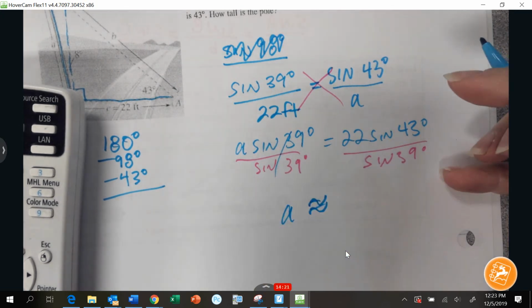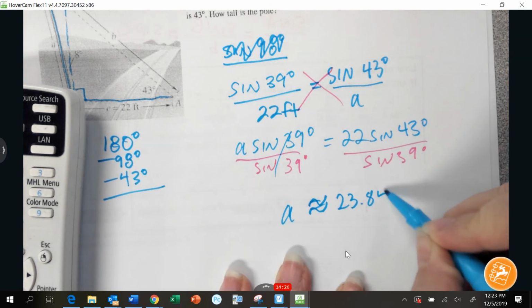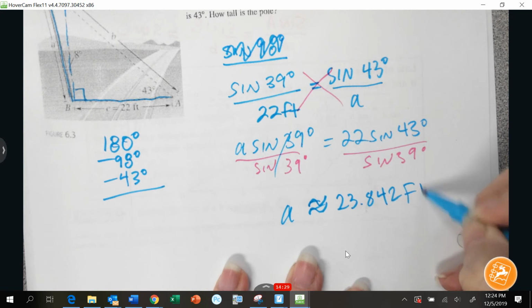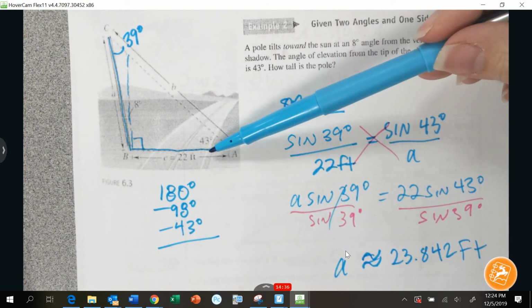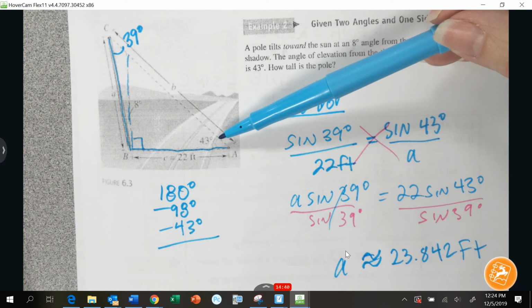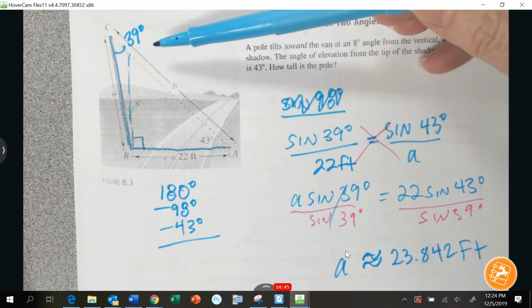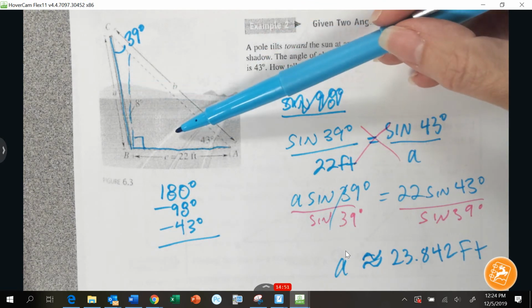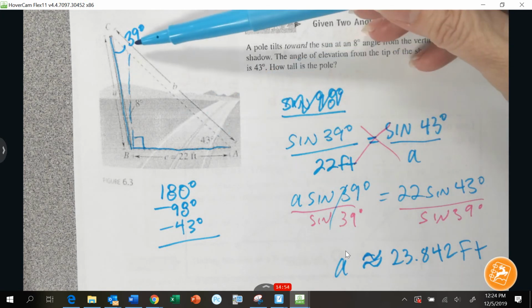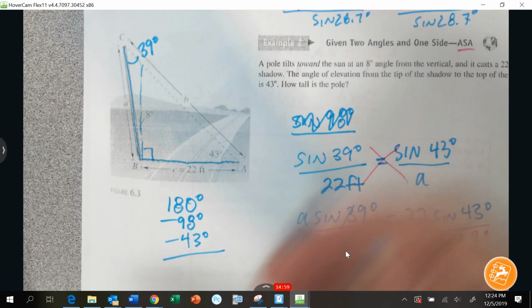And so I get about 23.842 feet. And I would say that's reasonable because the 22 feet along the bottom, there's a 43 degree angle there. Up here there's a 39 degree angle. So these angles are fairly close to each other, so these sides are going to be fairly close to the same distance. You guys remember that from geometry where the smallest angle is always across from the smallest side, or the size of the angle determines how big the side is.